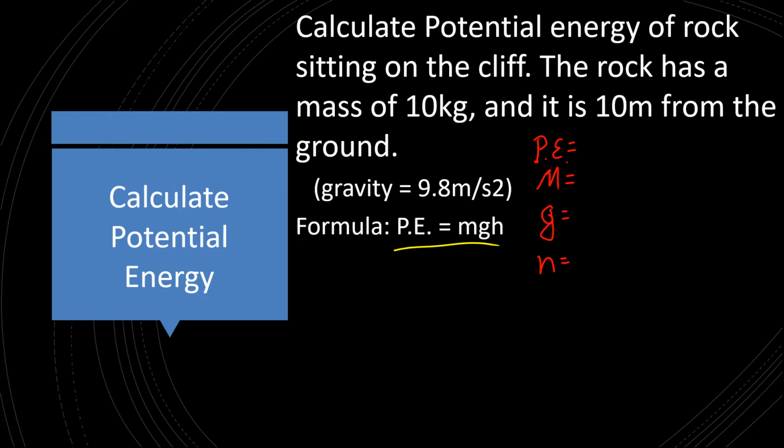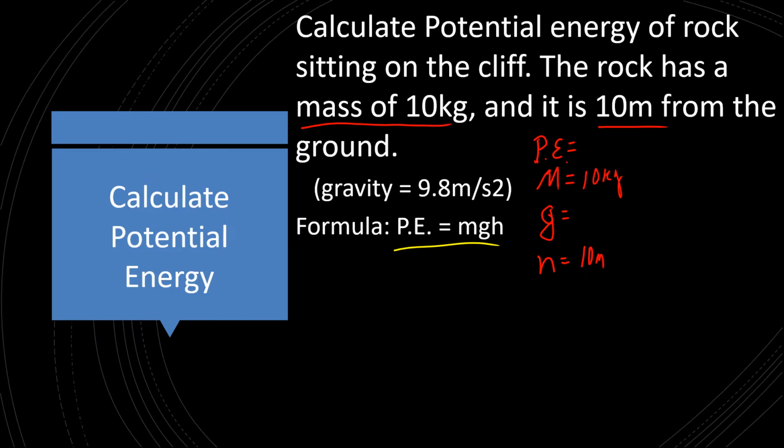So let's read the question. Calculate the potential energy of a rock sitting on a cliff. The rock has a mass of 10 kilograms, and I'm going to underline that, and it's 10 meters from the ground. So that's telling us our height and our mass, and we can pop those in. We have 10 kilograms, and our height is 10 meters. Uh-oh, we have two that are empty. What are we going to do?